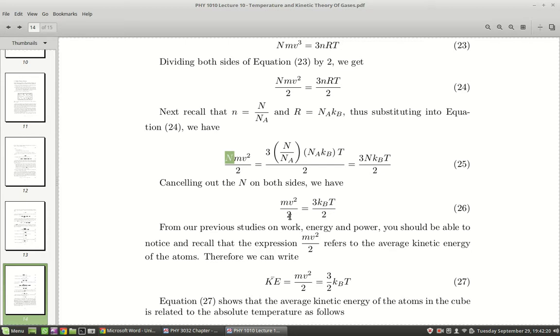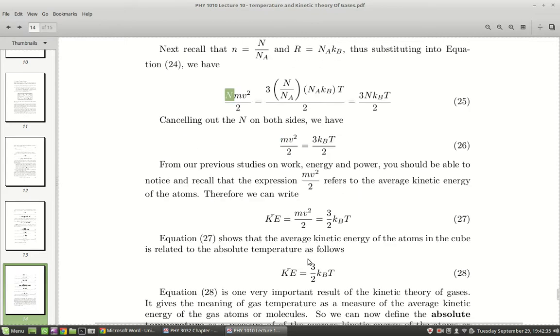Now, this expression, m v squared over 2, is actually the kinetic energy of the gas, the average kinetic energy of the gas atoms. So what we are saying is that the average kinetic energy of the gas atoms, which equals m v squared over 2, is equal to 3 over 2 kB T. This expression, which I have rewritten here, gives you the meaning of temperature.